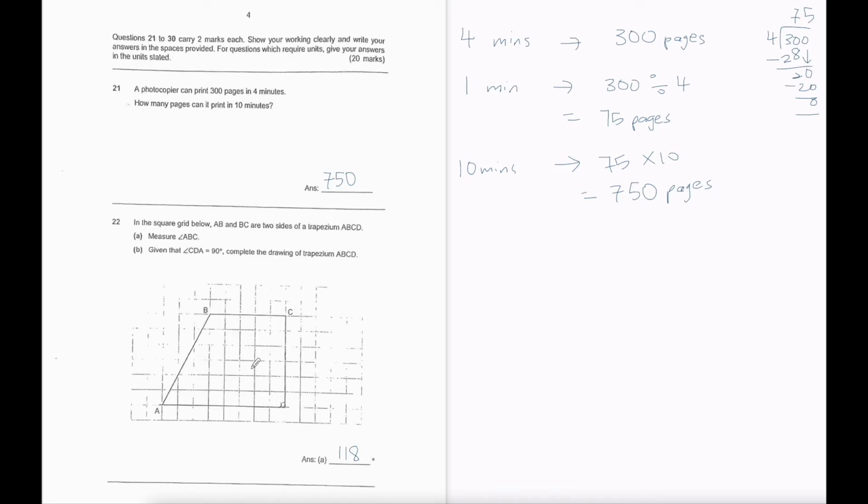Given that CDA, so I'm guessing this is D because there's the only one missing. CDA equals 90 degrees. Complete the drawing of trapezium. So the trapezium is already completed. Okay, I guess it wasn't scanned properly. So the answer is already here. So I'm gonna skip 22B, okay, because this is already done. Let's move on to the next question.